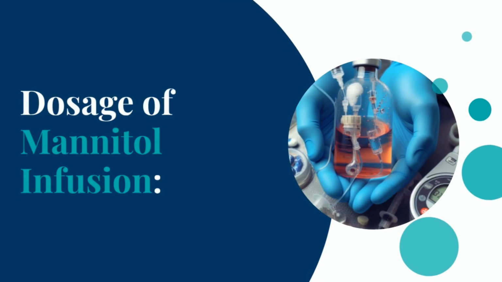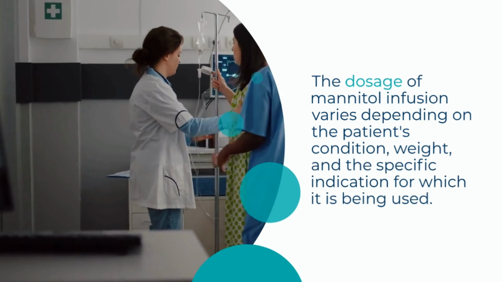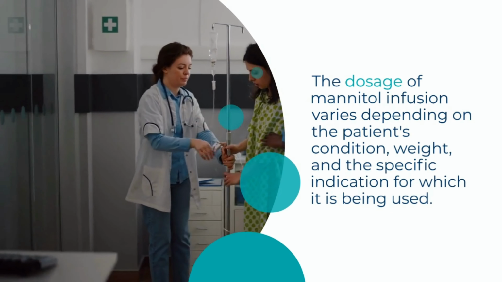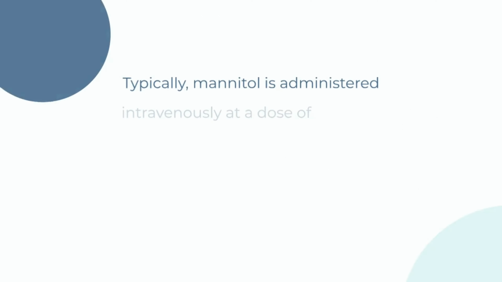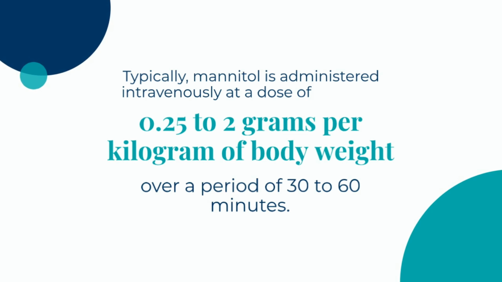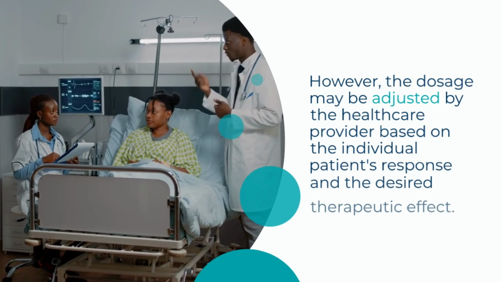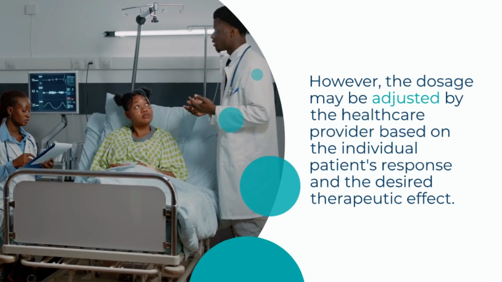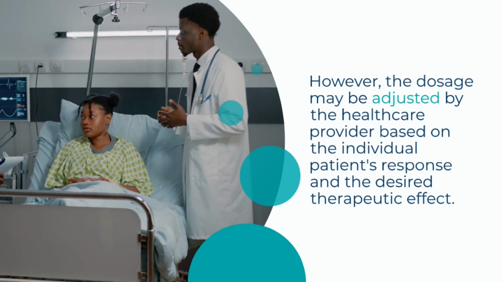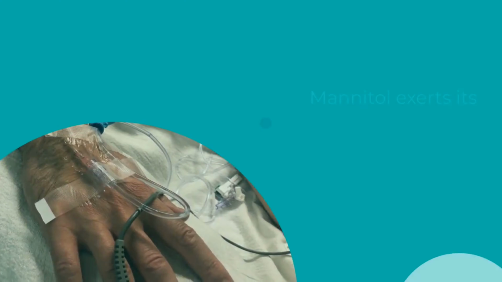Next, dosage of Mannitol infusion. The dosage of Mannitol infusion varies depending on the patient's condition, weight, and the specific indication for which it is being used. Typically, mannitol is administered intravenously at a dose of 0.25 to 2 grams per kilogram of body weight over a period of 30 to 60 minutes. However, the dosage may be adjusted by the healthcare provider based on the individual patient's response and the desired therapeutic effect.